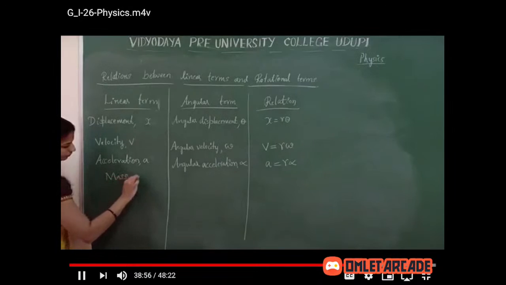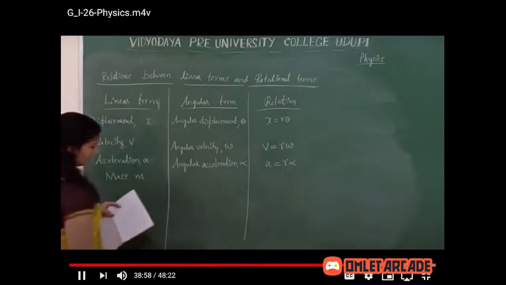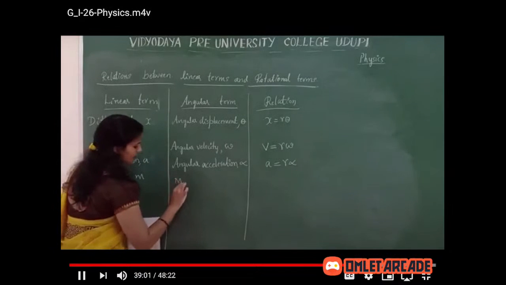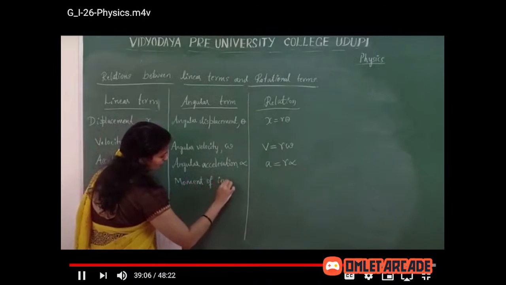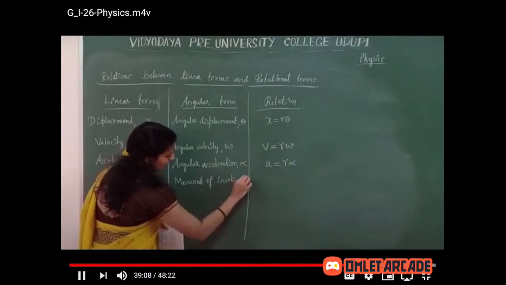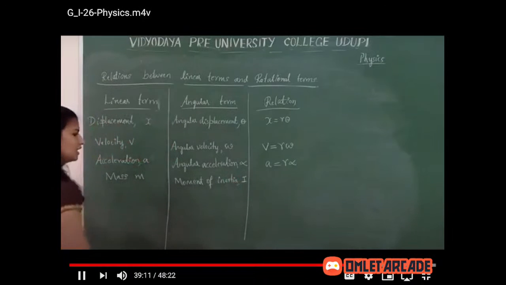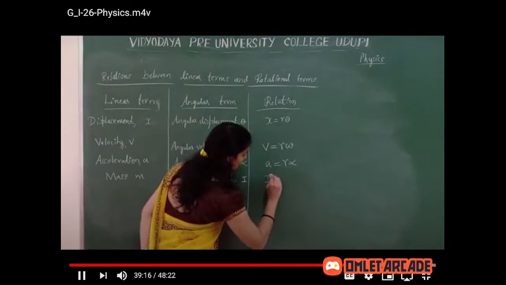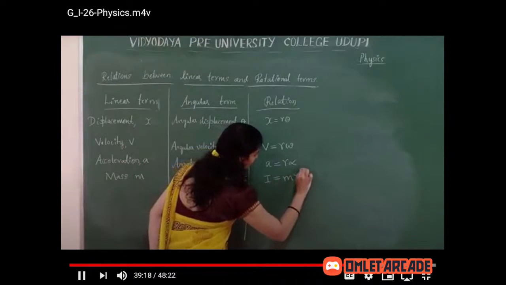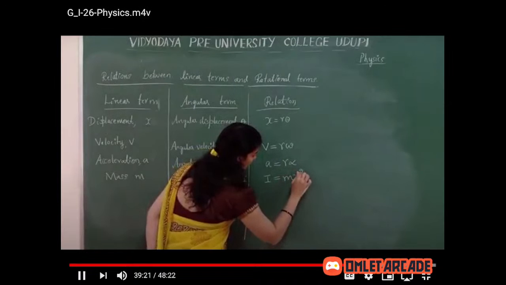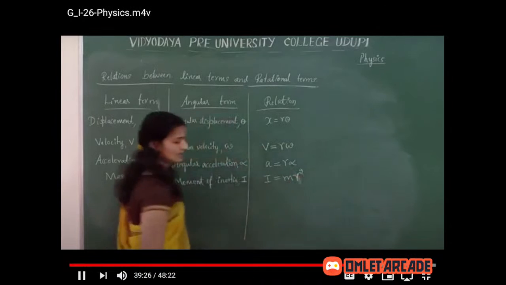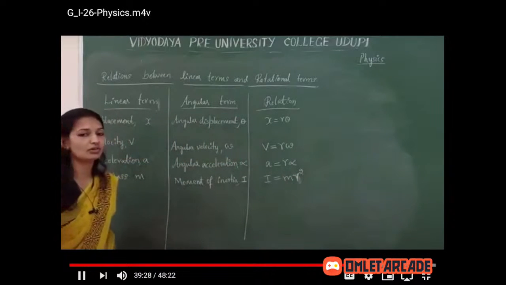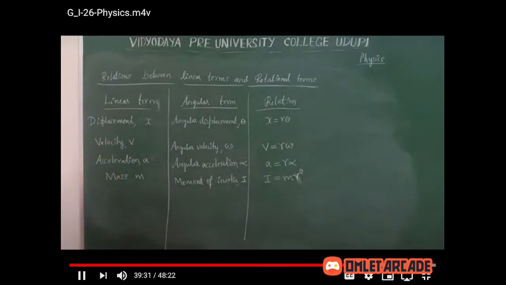Mass is m, and here it is moment of inertia I. What is the relation between moment of inertia and mass? That is I is equal to m r square, where r is the radius of rotation, or the distance of the particle from the axis of rotation.